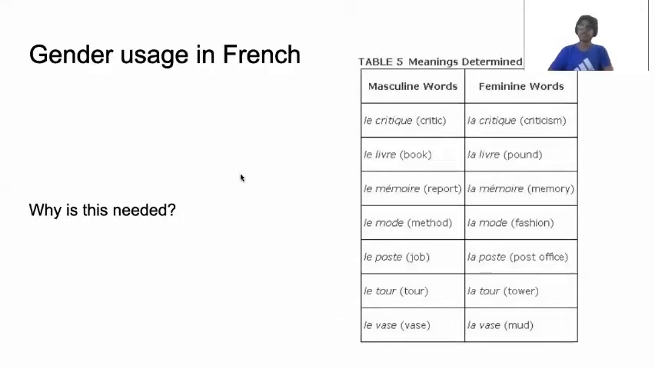So gender usage in French. As you can see, there are different words here, which are the same words but different meanings in different genders. So you have le critique, which is like a critic, and la critique, which is criticism. So you can see masculine, feminine. So you may think, well, why is this needed? Not only do you have this, but there are some words with the same meaning, but they are masculine and feminine. And also there's like a third pronoun, which is just like kind of non-binary, so anyone can use that.